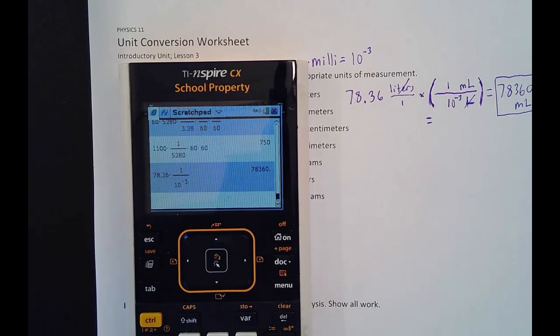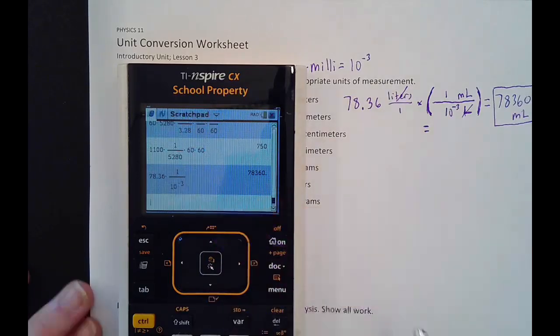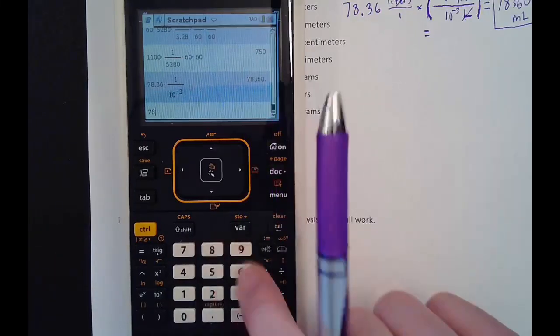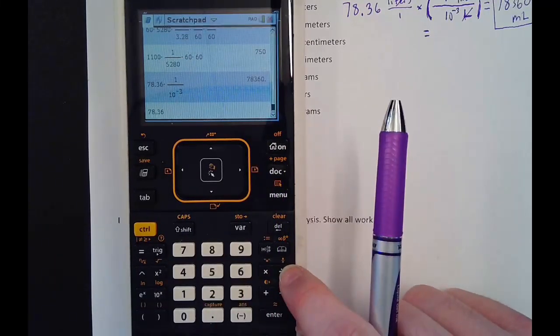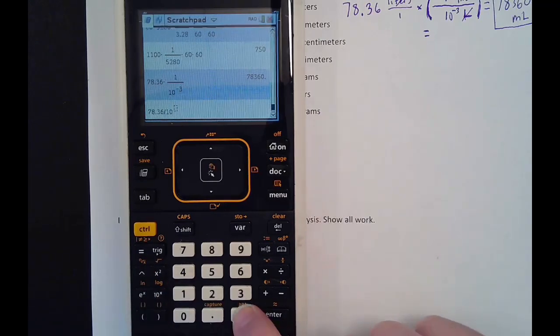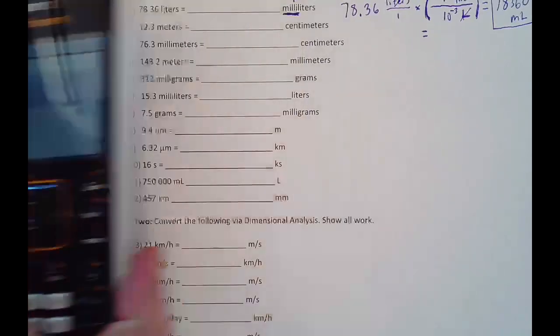And we'll set it up this way. If you use a calculator like this to set up ratios, 1 over is just the same thing as typing 78.36, and then your division symbol, 10 exponent negative 3, and you get the same value. So it's all powers of 10 with metric prefixes, which does make it a little bit easier. Let's do our next example.